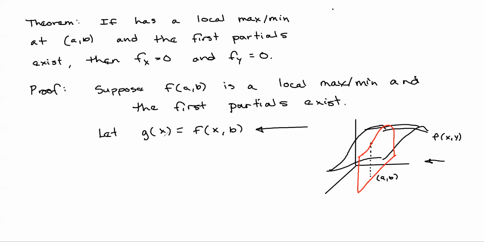And so this function g of x is this curve. That's the first step: set y equal to b in the function, making the surface into a curve, then define that curve as g of x.